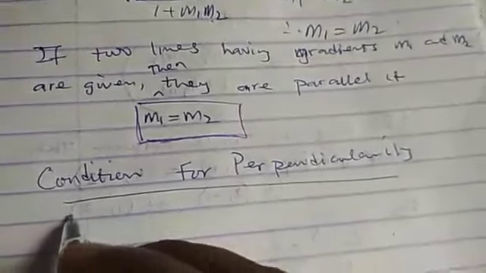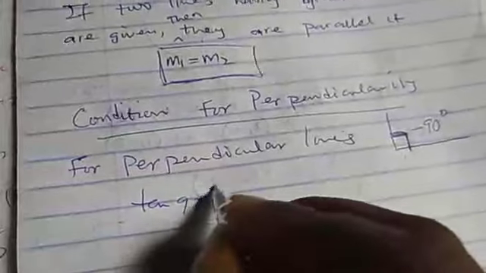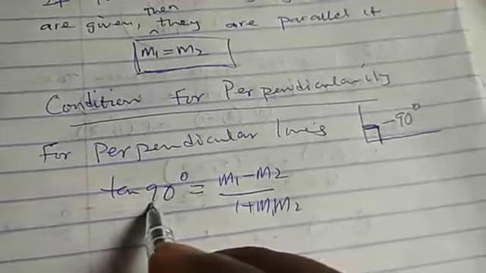Another one is the condition for perpendicularity. What do we mean by perpendicular lines? Something like this. In perpendicular lines, the angle between them is 90 degrees. I will now recall this formula. For perpendicular lines, I'll put theta to be 90, so that here we have tan 90 degrees equal to m1 minus m2 over 1 plus m1 m2. But tan 90 is infinity.